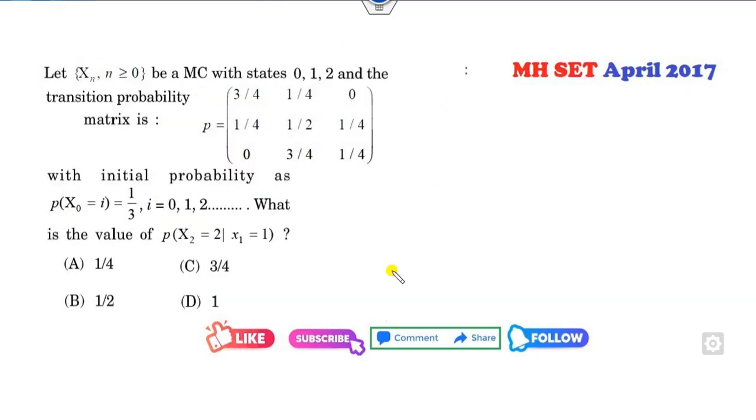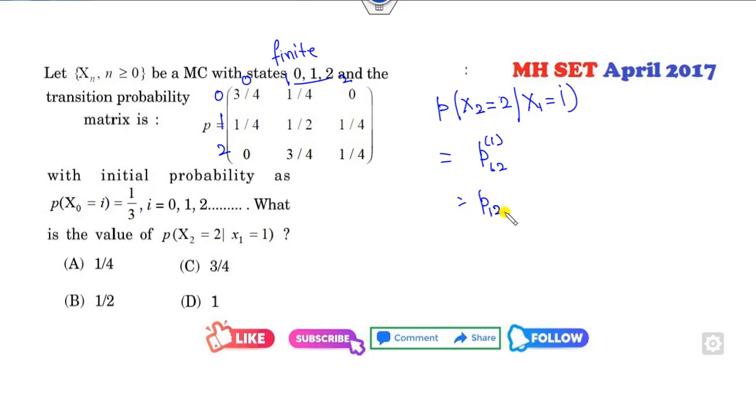Okay, look at another one. Again the Markov chain is finite with states 0, 1, 2. The initial probability is this. Then your target is to find the conditional probability. So fine, that's very simple. That's P 1 to 2. The time period is 1. So that means your target is to find P12. What is P12? 1 over 4 is the right answer of this problem.